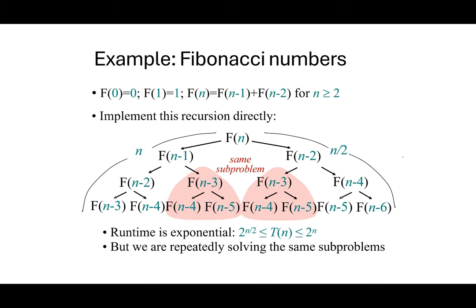we have to have overlapping subproblems. So now you see these colored ones, right? Both of them are actually the same subproblem. It is trying to find f n minus 3, right? So the second condition is also met. Okay, so overlapping subproblem is also met.